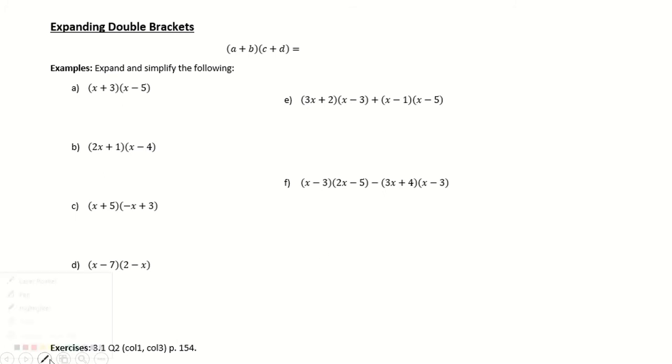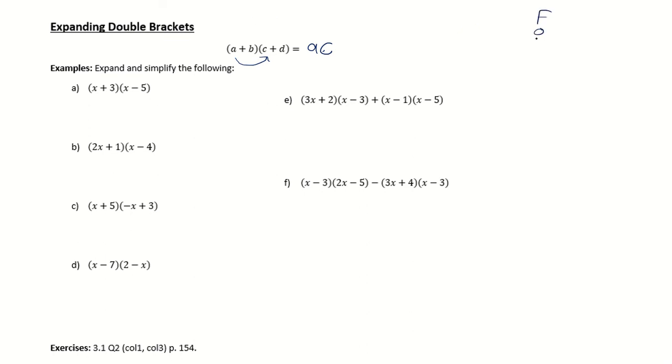So in this video, we're going to be looking at expanding double brackets. Now, when expanding double brackets, we can basically use FOIL in order to expand the brackets out. Now, I'm not going to prove to you why this works, but it does. A multiplied by C is equal to AC, or A times C. So we can think of it as FOIL.